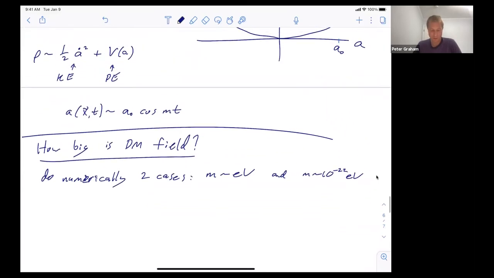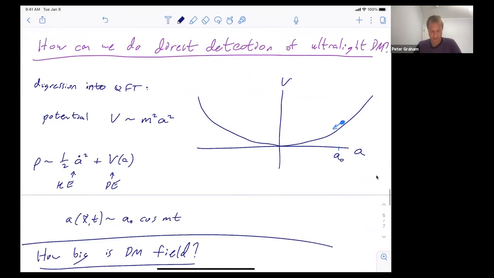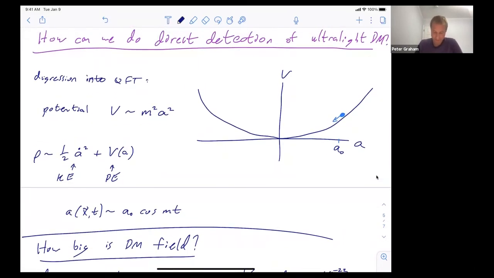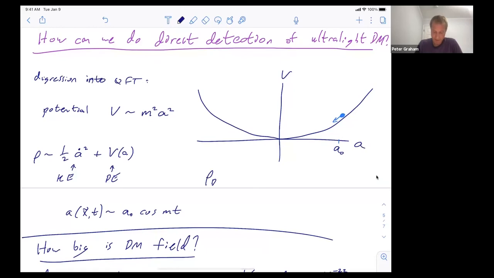Maybe I should scroll up so you can still see the formulae. Well, there's the energy density of the field. And recall the energy density of dark matter is roughly this 0.04 eV to the fourth.